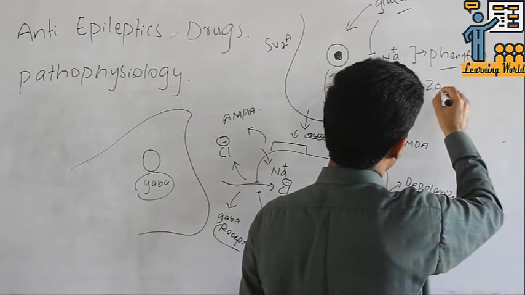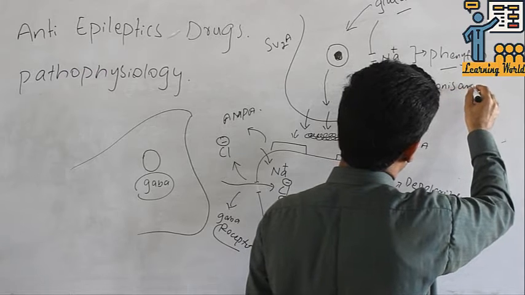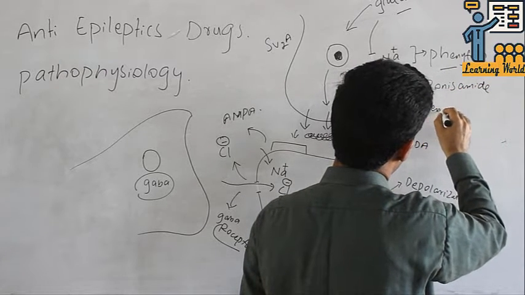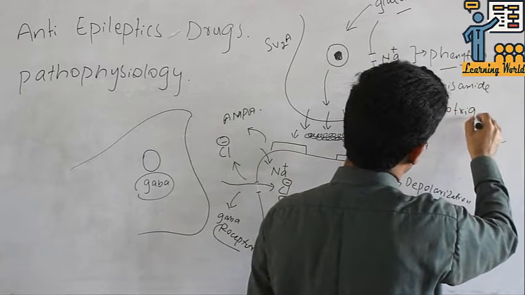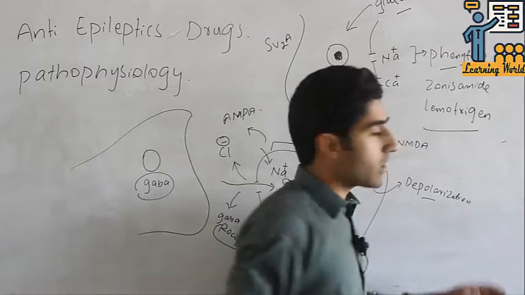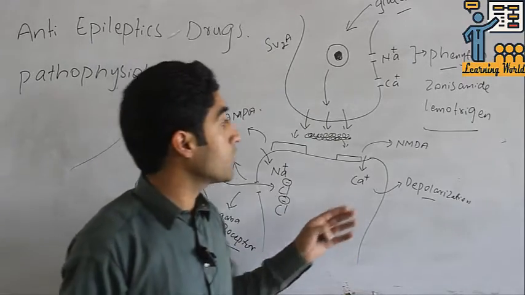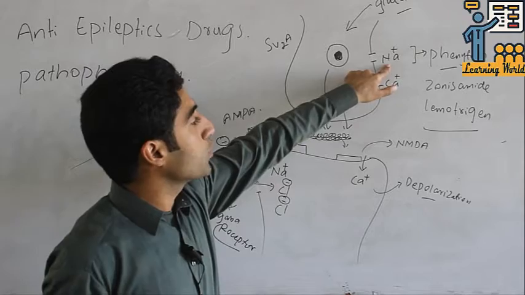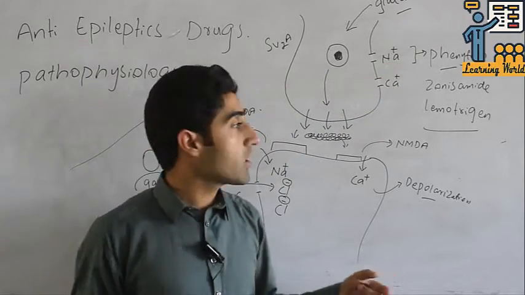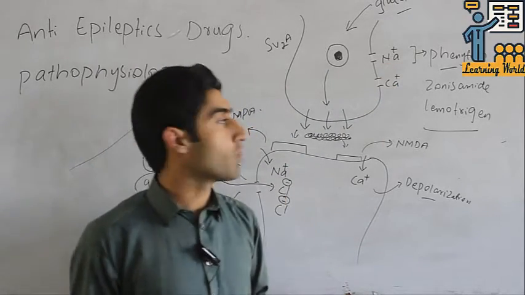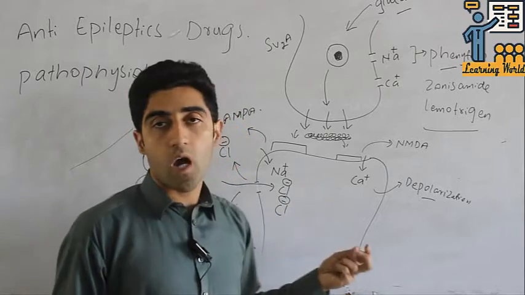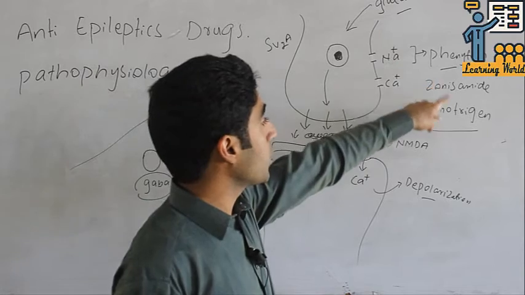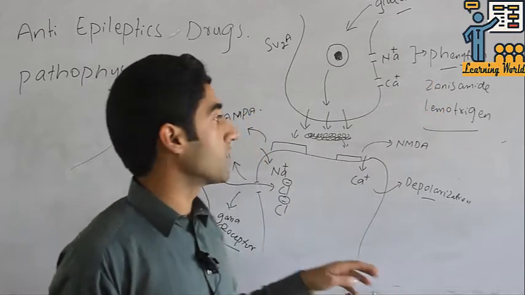Second is zonisamide, and third is lamotrigine. These three drugs play the most important role. These three drugs are the drugs of choice to block the sodium channel. When the sodium channel is blocked, the depolarization will stop, and the phenomenon of jerky movement and the phenomenon of seizure will be stopped. These three drugs: phenytoin, zonisamide and lamotrigine.